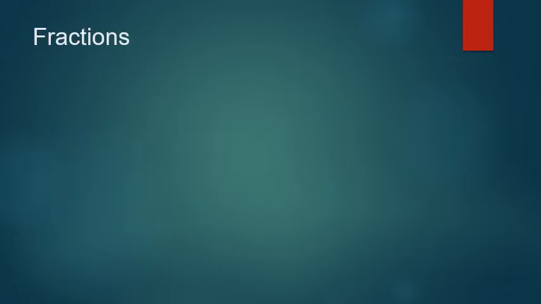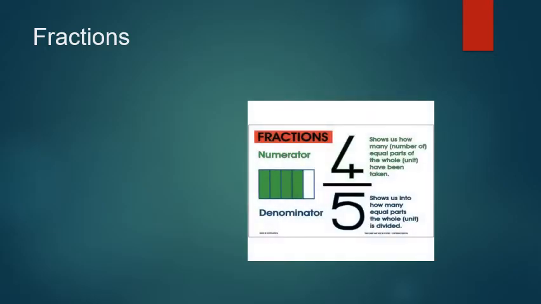Now what are fractions? A fraction tells us how many parts of a whole we have. For example, if you can see over here in this diagram, there is a rectangle which has been divided into a few parts. Let us count how many parts there are: 1, 2, 3, 4 and 5. So this rectangle has been divided into 5 parts, out of which 4 are shaded and 1 is not shaded.